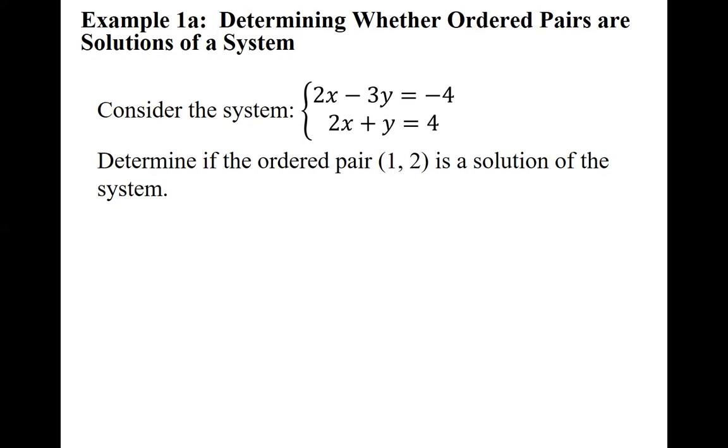2x minus 3y equals -4 and 2x plus y equals 4 make up this system of equations that we're going to consider here. We want to determine if the ordered pair (1, 2) is a solution of this system. Now, we know how to check if an ordered pair is a solution to an equation. We just plug it in and see if it holds. If it's true, it's a solution. If it's not true, it is not a solution. For it to be a solution to a system, it doesn't just have to work in one, it has to work in both.